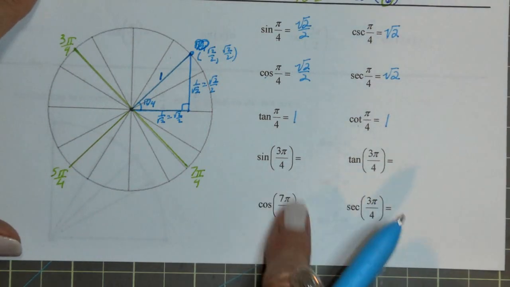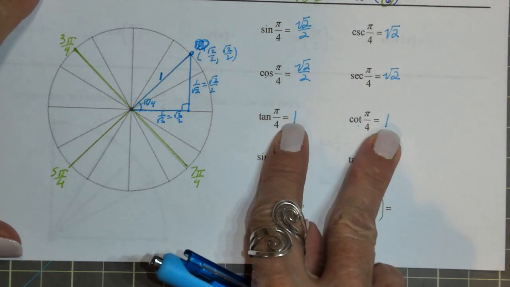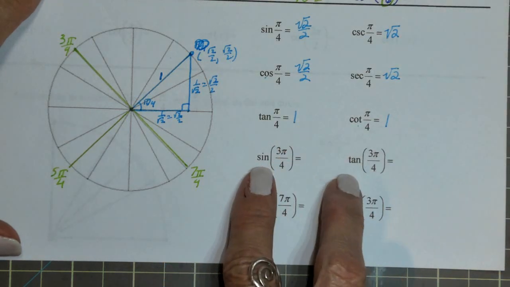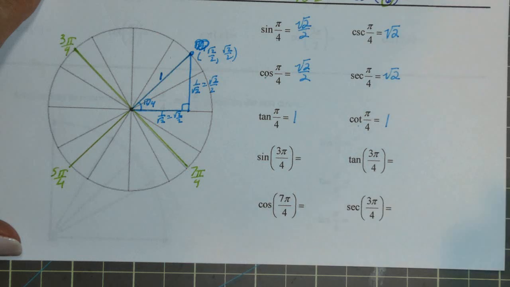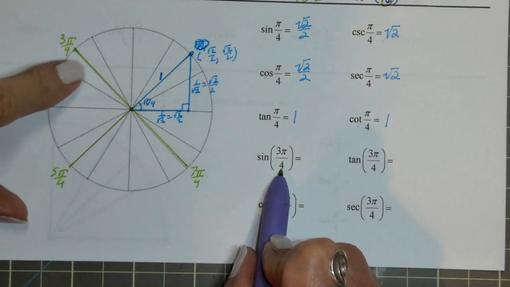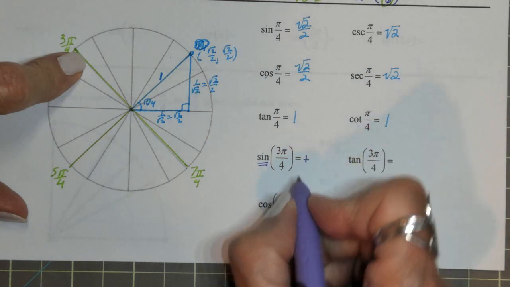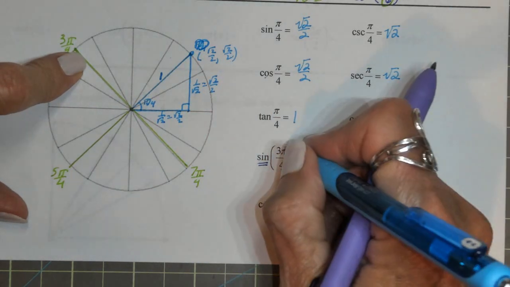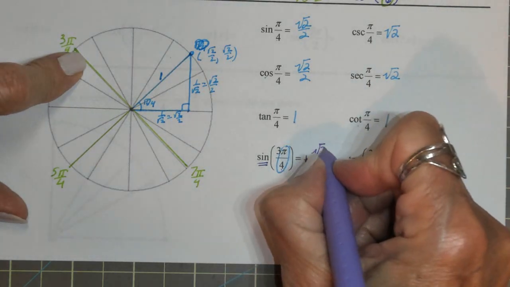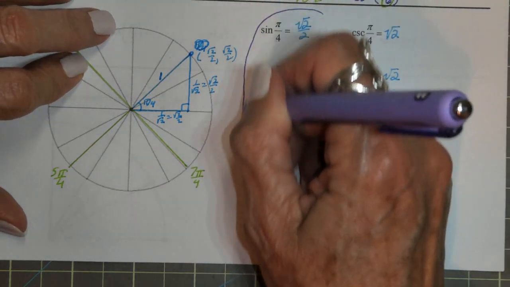When you go to a different quadrant, you're going to use these, but possibly change the sign, right? Depending on, all students take calculus, the sign of that trig ratio in that quadrant. So what quadrant is 3 pi over 4 in? Excuse me. 3 pi over 4 is in quadrant 2, where sine is positive. The reference angle is pi over 4, and sine of pi over 4 is square root of 2 over 2. I need you to just memorize that. I need you to memorize these here.